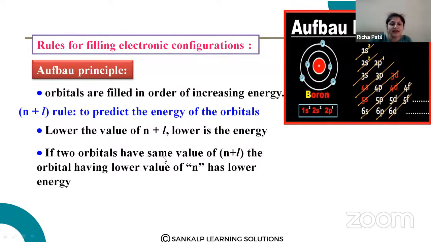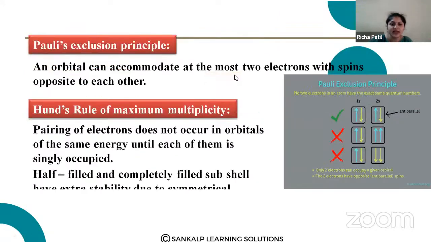Now consider there are two orbitals and both have the same n plus l value. Then you have to see which orbital has the smaller n value. The orbital having the lower value of n will have the lower energy. So based on this, you can fill up the electrons. So this is the Aufbau principle. Remember the electronic configuration: you have to fill the electrons in various orbitals in the order of increasing energy.